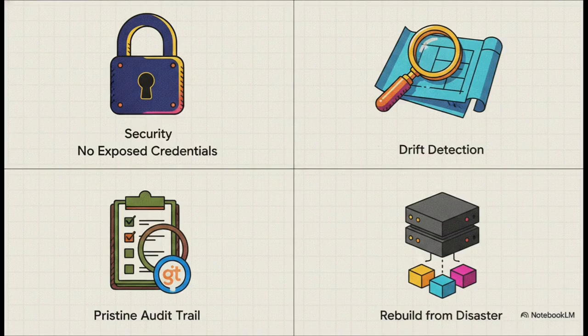Third, you get a pristine, full audit trail. Every single change is a Git commit, even if it was co-authored by an AI coding tool. And finally, the ultimate safety net. If your entire cluster just spontaneously dies, you can rebuild the whole thing from scratch, directly from Git, because the entire blueprint is safely stored right there.